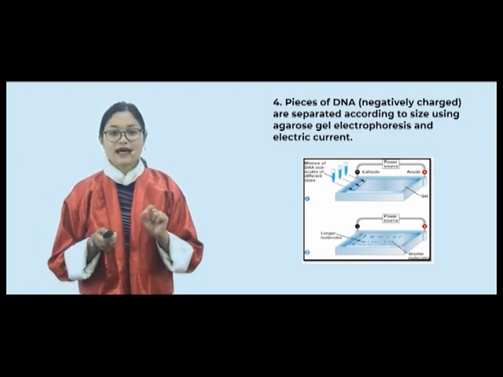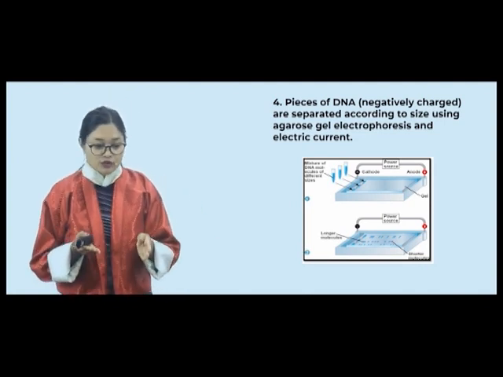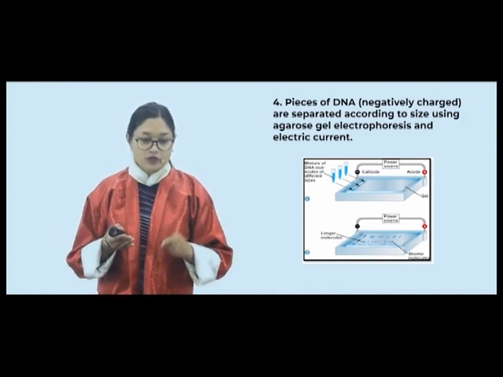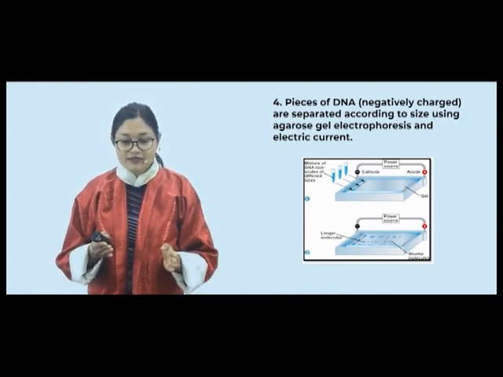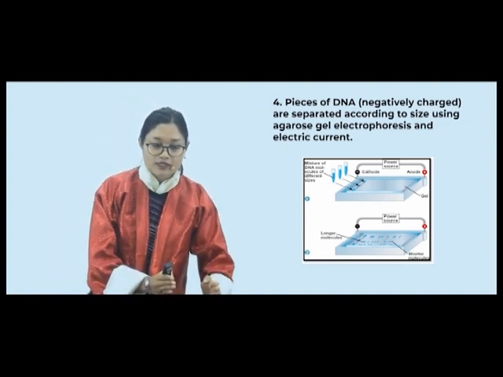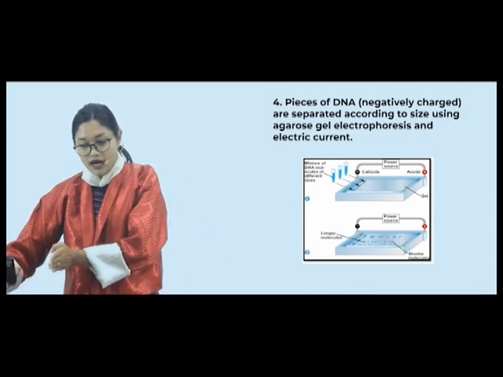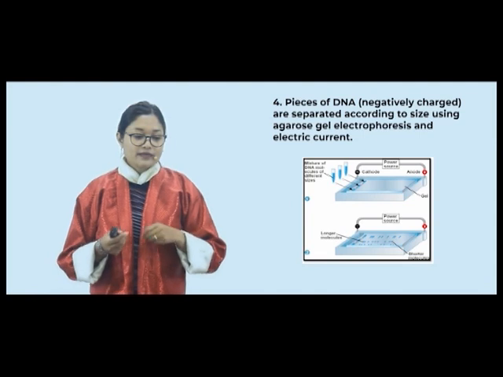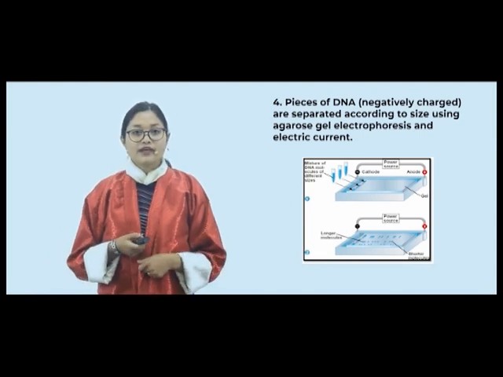What happens is that once you load your DNA in the gel electrophoresis, upon switching on the current, the pieces of DNA start moving from the negatively charged end of the device to the positively charged end. So the movement of the DNA fragments occurs lengthwise.